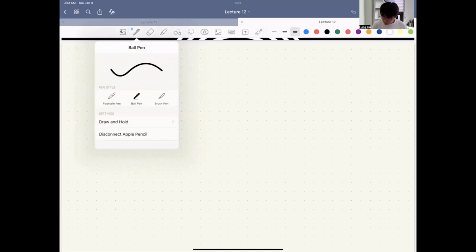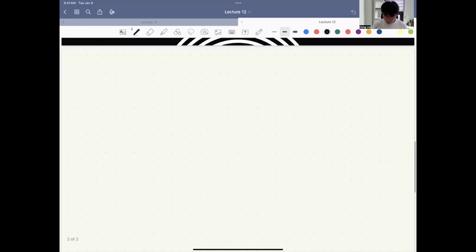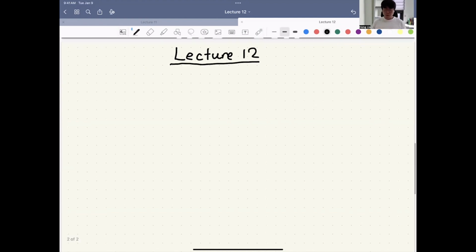So let's start with the first application, one more application. Lecture 12. The first application is related to what we have seen earlier.